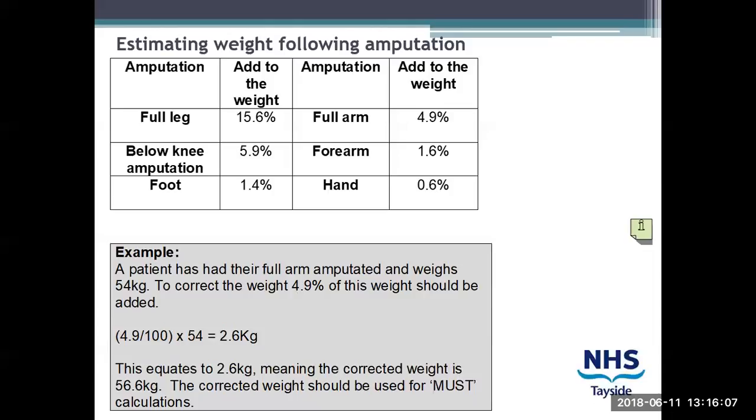I know it can be quite hard looking at all the numbers, but even if you had that table within your MUST guidelines and your booklet. But as I say, if you are in doubt, just do phone your local dietitian and they can work out the added weight back on. So it just shows you all the added weight within that table. I hope that makes sense.